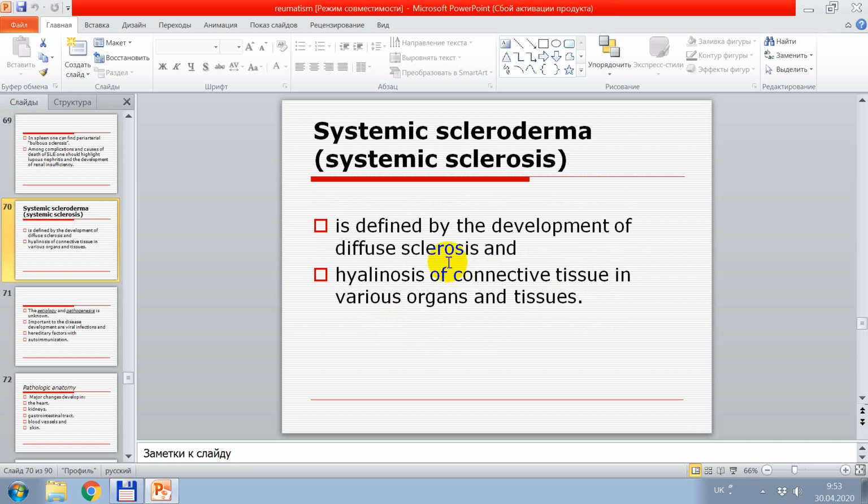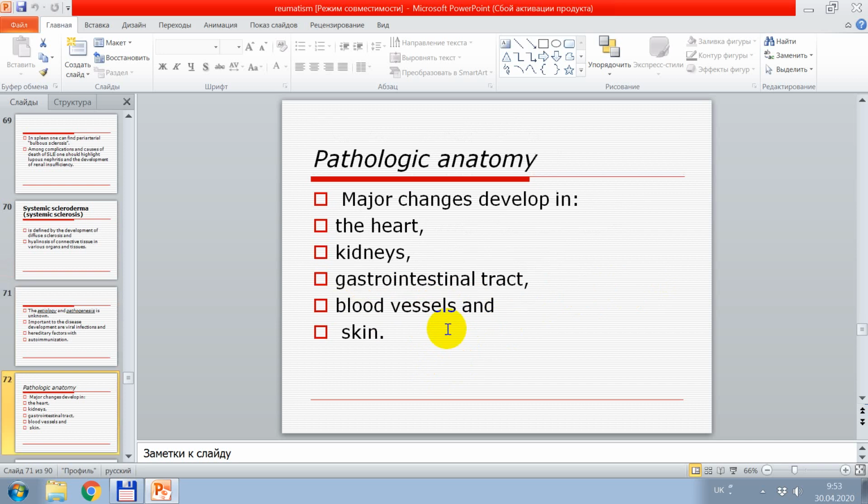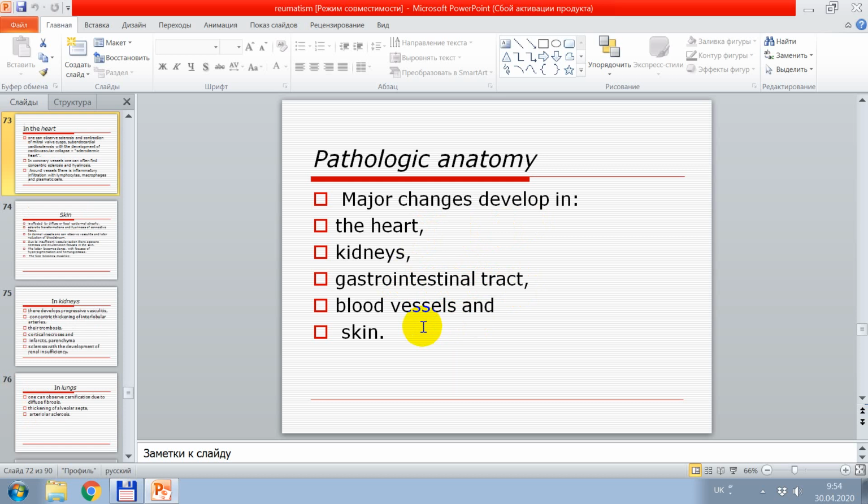Systemic scleroderma is defined by the development of diffuse sclerosis and hyalinosis of connective tissue in various organs and tissues. The etiology and pathogenesis are unknown. Important in the disease development are viral infections and hereditary factors with autoimmunization. Pathological anatomy. Major changes develop in the heart, kidneys, gastrointestinal tract, blood vessels, and skin.